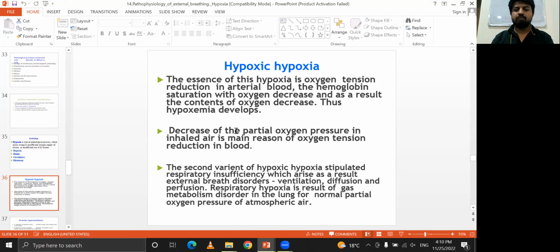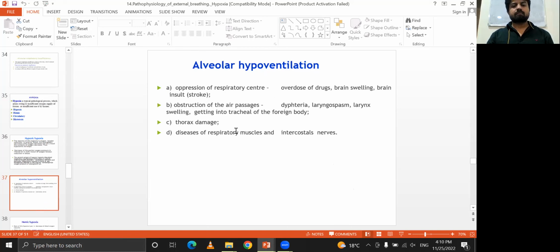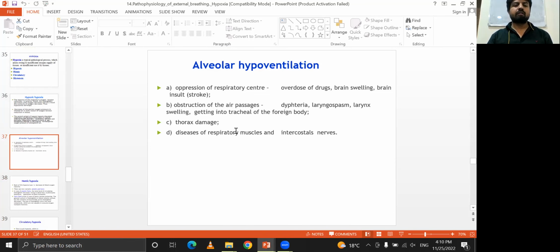The second one is the respiratory hypoxia, a severe respiratory insufficiency which arises as a result of disorder of the external breath: ventilation, diffusion and perfusion. In the result of these cases, alveolar hypoventilation includes the depression of the respiratory centers, obstruction of the air passages, thorax damage, and disease of the respiratory muscles and the intercostal nerves.